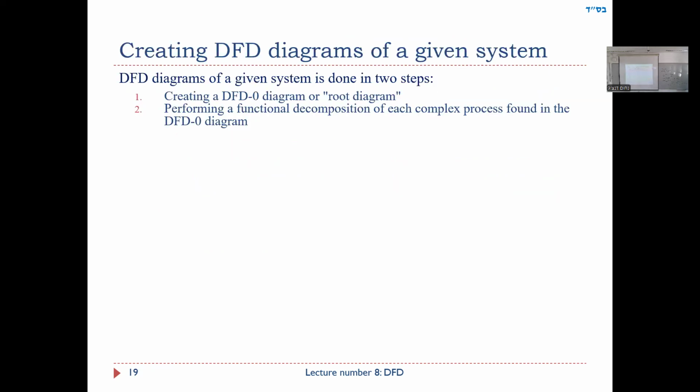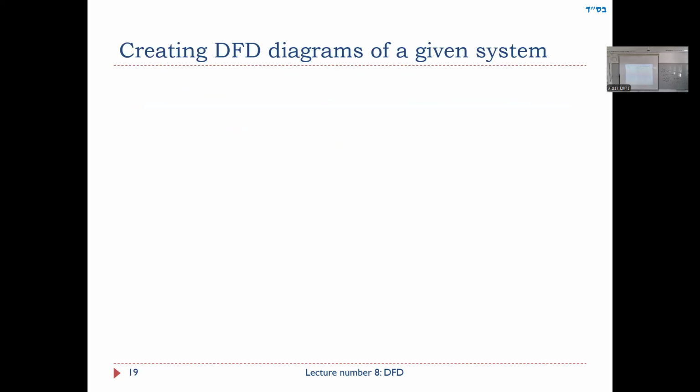Creating a DFD diagram of a given system. A DFD diagram of a given system is done in 2 steps. First, do the DFD0, which you could also call a root diagram, and then do functional decomposition of each complex process found in DFD0, and that would be top down.